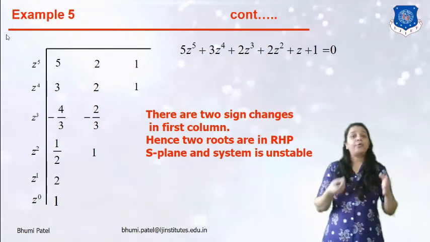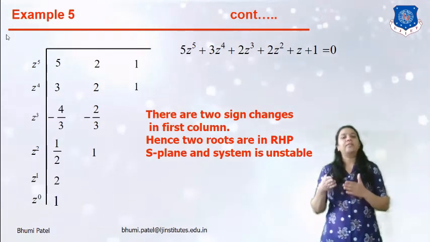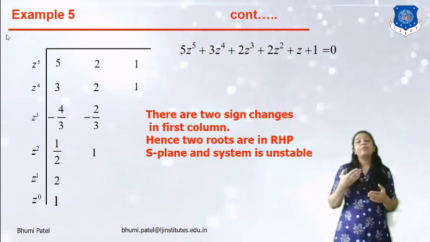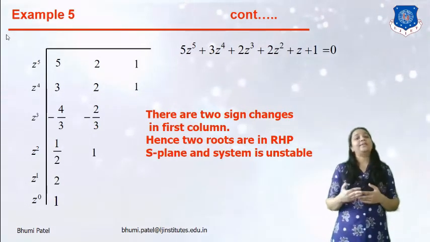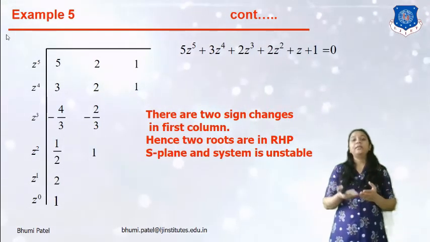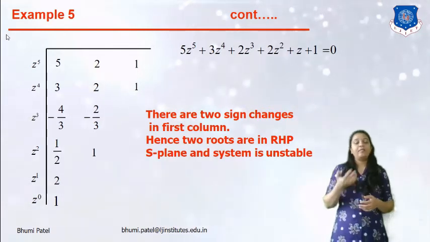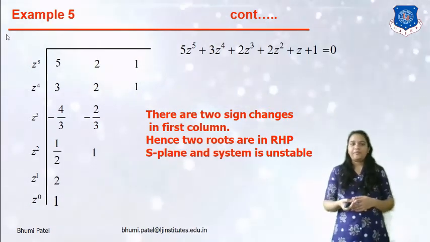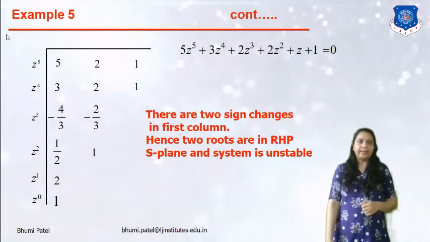So case number 1: if any value in the first column of a row is 0, we have to replace s with 1 by z and find the new characteristic equation, and using the new characteristic equation we form the Routh array and find the system stability.